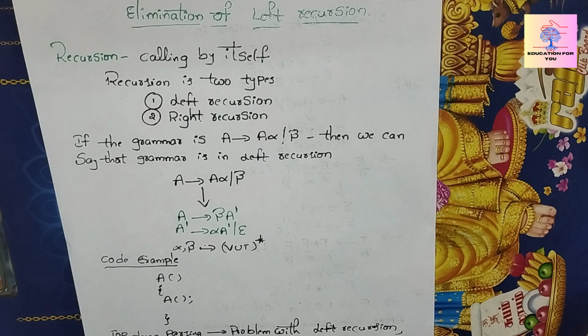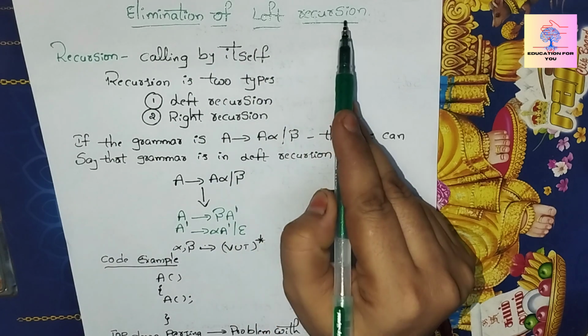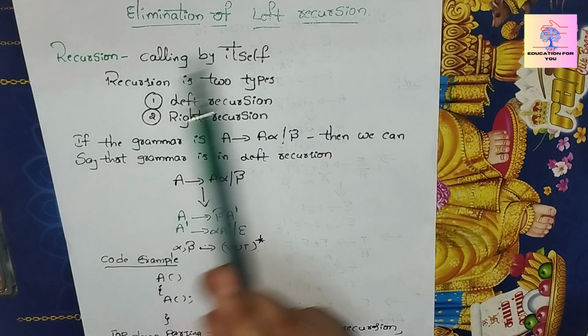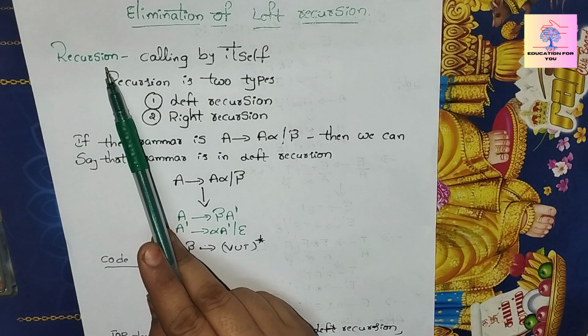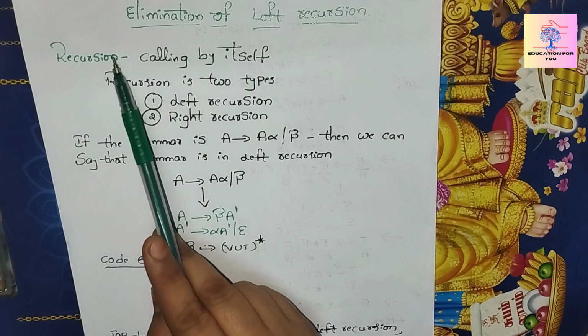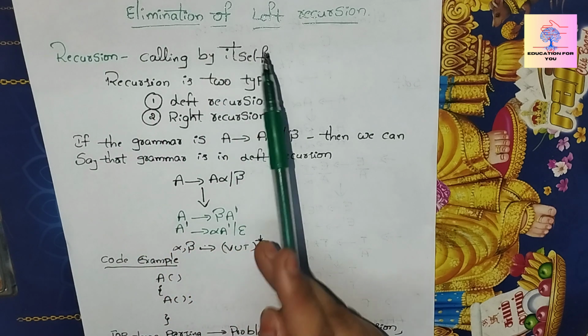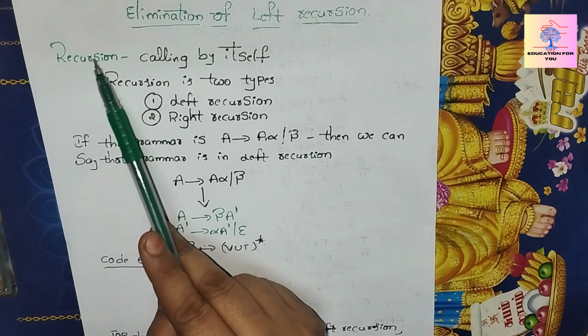Hello everyone. Now our topic is elimination of left recursion. So what is meant by recursion first? A function calling itself is called recursion. We know that. If a function calls itself, then it is called recursion.